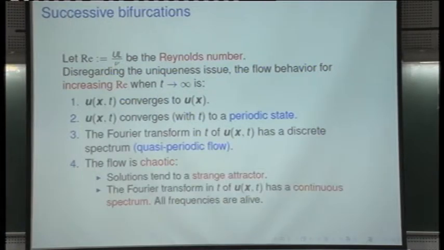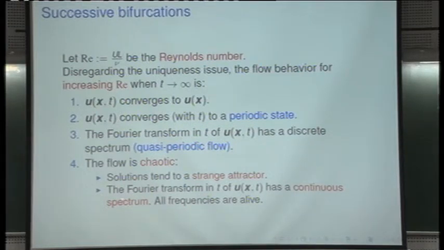So we have these iterations. First, the solution converges to a steady state. Then it converges to a periodic state if the Reynolds number is increased. Of course, there is not a particular Reynolds number at which this happens. That depends on the problem, obviously. Then we have a case in which the Fourier transform has a discrete spectrum, is quasi-periodic, and then in the final stage we have a chaotic flow, which is what is called turbulence in fluid mechanics, which can be defined in several ways.